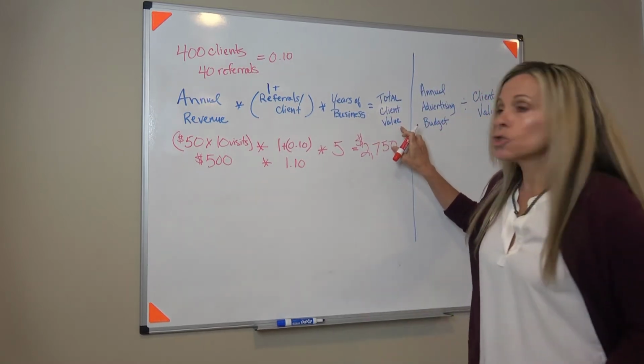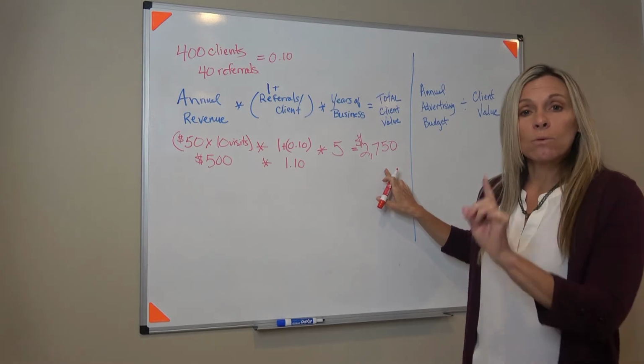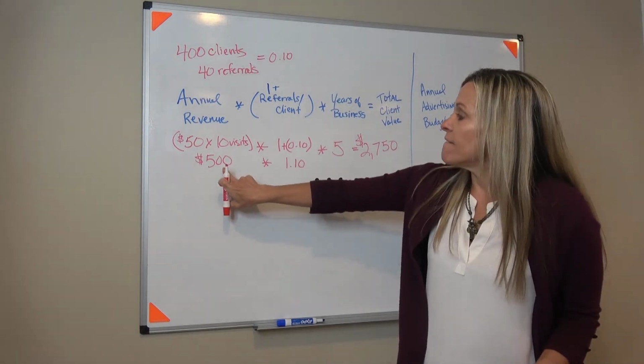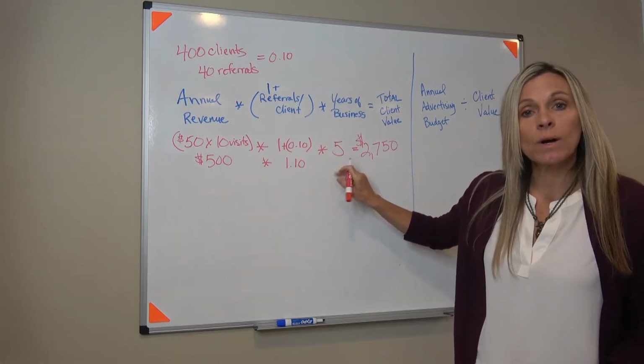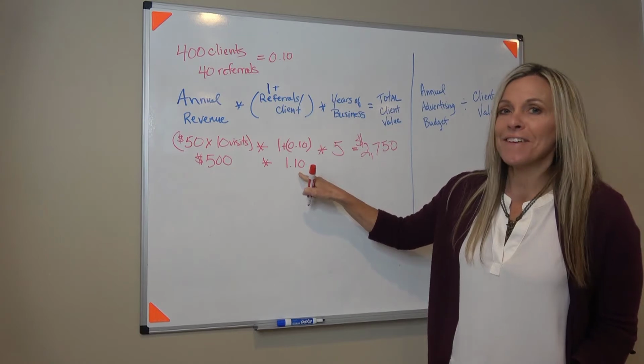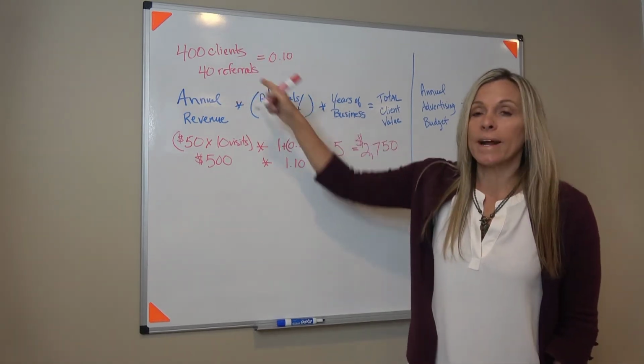Right? That is your total value of your client for the lead that was generated and converted, all right? So here, it's not 500 times 5, that would be 2,500, right? It's a little bit higher. Why is it a little bit higher? Because I've added this 0.1, this 10% referral rate in.